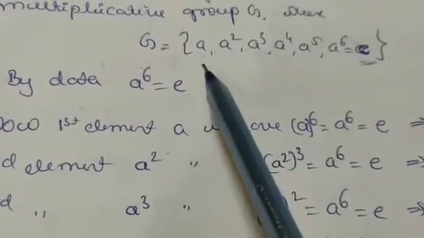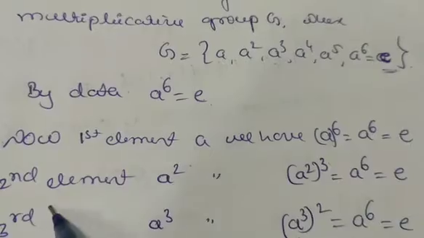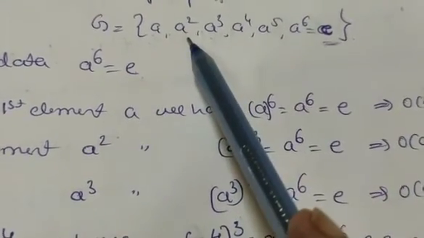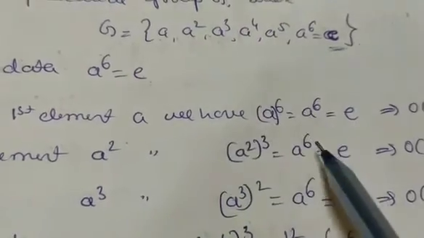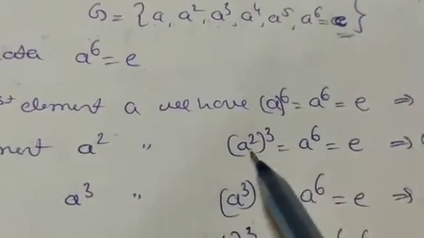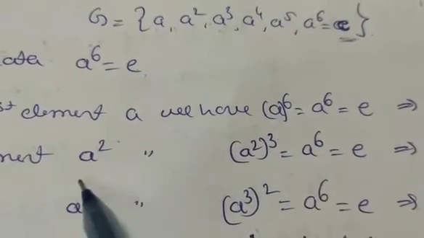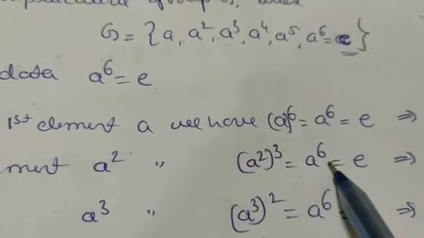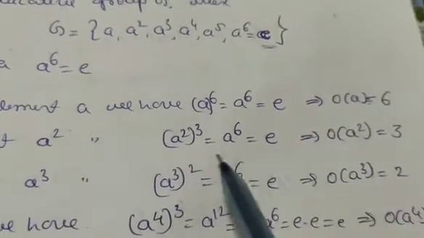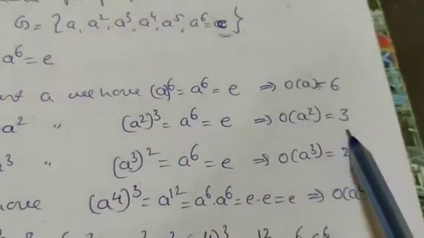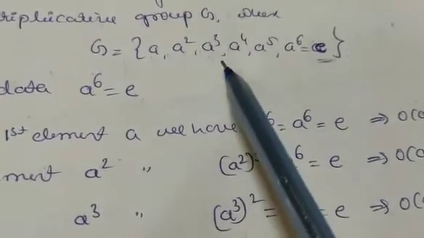Similarly, to find the order of A squared, the second element, we have to raise the power of A squared so that we get E. And we know A to the power of 6 is E. So therefore A squared whole cubed: if you raise A squared by 3, you will get A raised to 6, which equals E. This implies the order of A squared is 3.